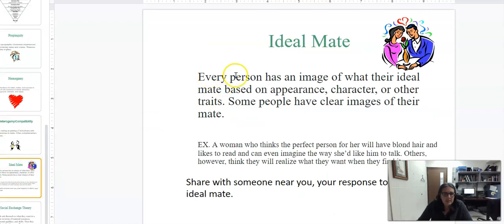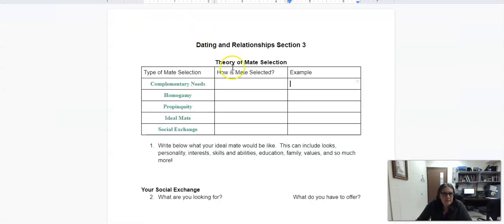Next is the ideal mate. Every person has an image of what their ideal mate is, based on appearance, character, or other traits. Some people have a clear image of their ideal mate. So, example, a woman who thinks the perfect person for her will have blonde hair and likes to read and can even imagine the way she'd like him to talk. Others, however, think they realize what they want when they find it. Okay, so some people have an ideal mate, others don't. Okay, so I'm just getting the definition in there, and then an example. You could put that. You'll look at what yours is later on. That can look very different for different people.